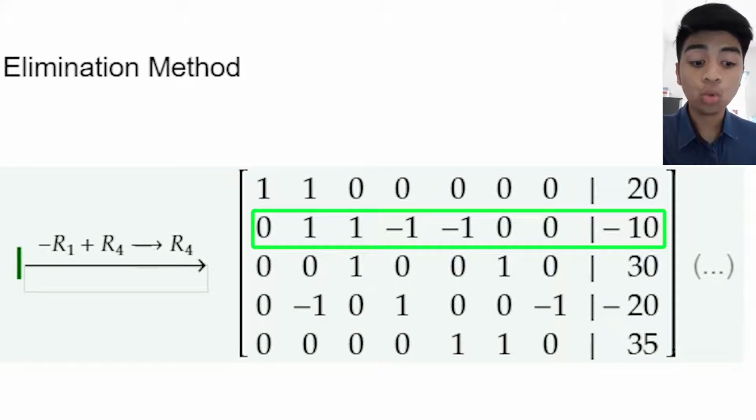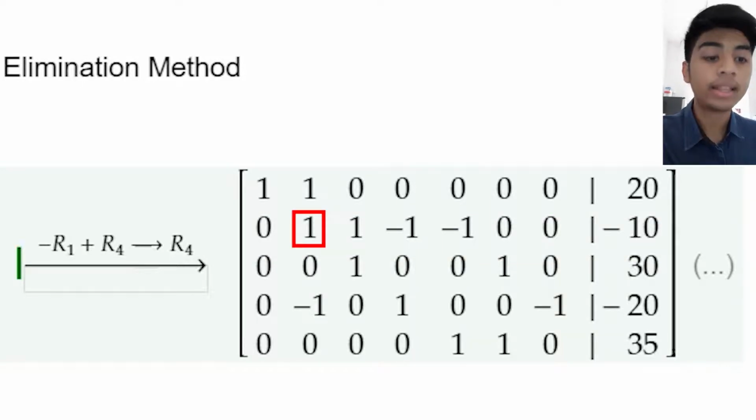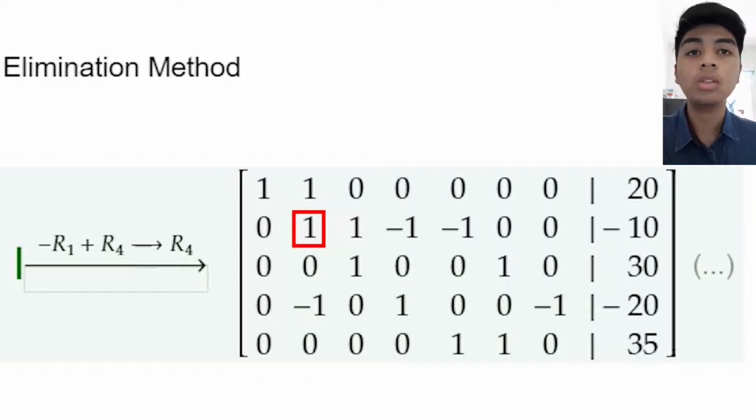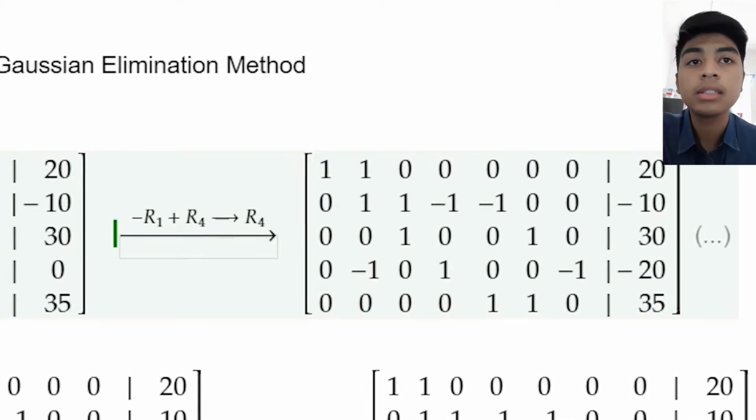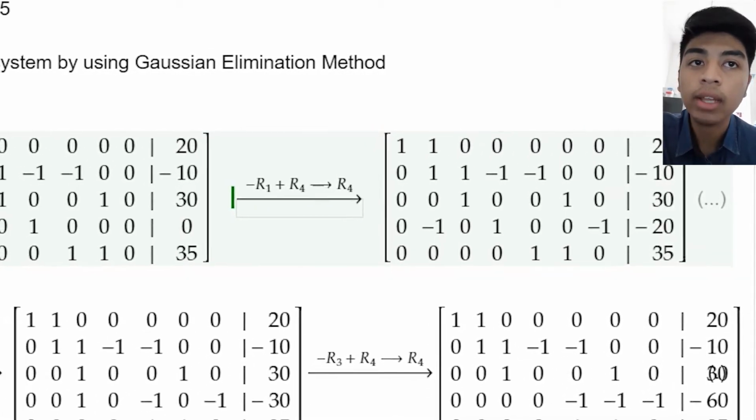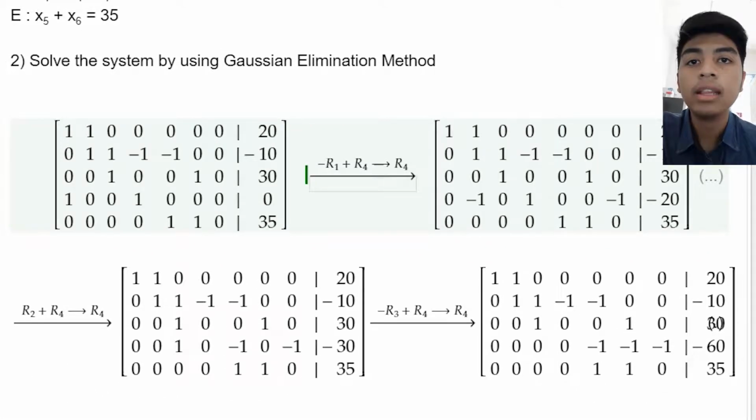Now we proceed to the second row. We will repeat the process that we have done in step 2 for the second row. The first non-zero entry in the second row is 1, and this is the leading one for this row. And then we need to zero out everything under the leading one. To do this, we need to use an elementary row operation. To zero out the negative one under the leading one, we need to add R2 with R4 and place it into R4.